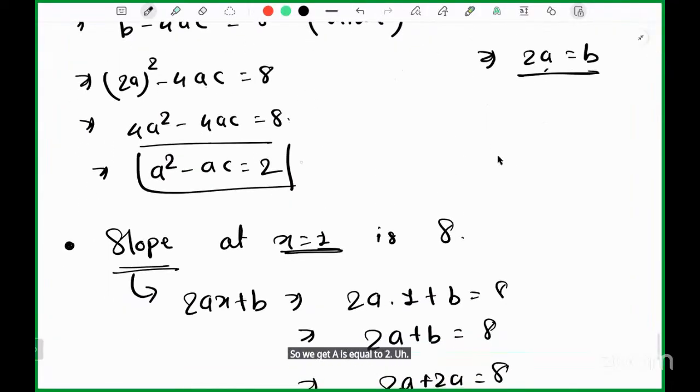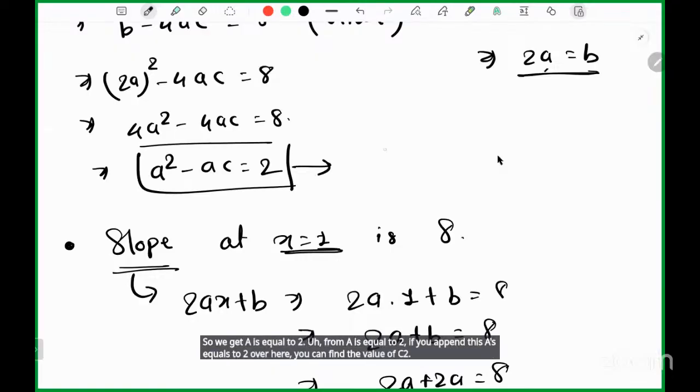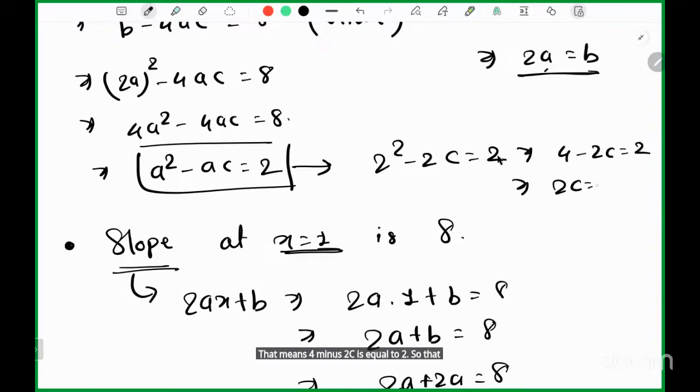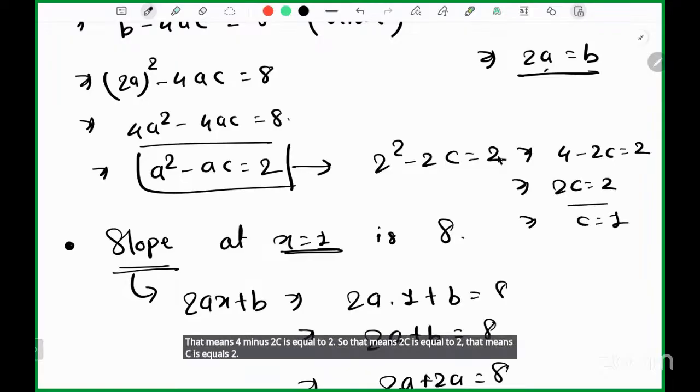From a equals 2, if you substitute it over here, you can find the value of c. So a equals 2 means 2 square minus 2c is equal to 2. That means 4 minus 2c is equal to 2, so 2c is equal to 2. That means c is equal to 1. So you get the value of c to be 1.